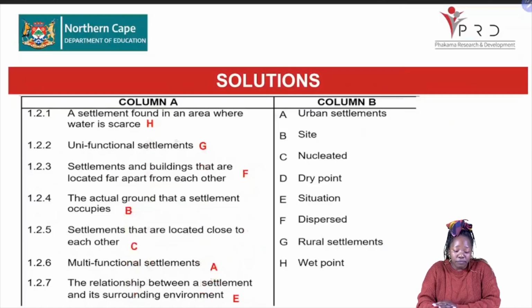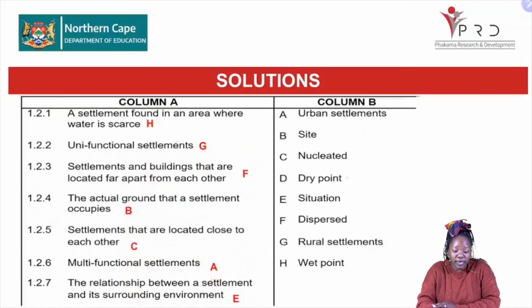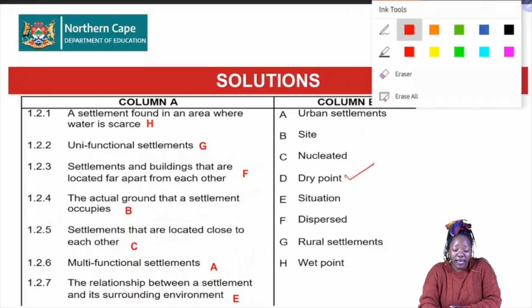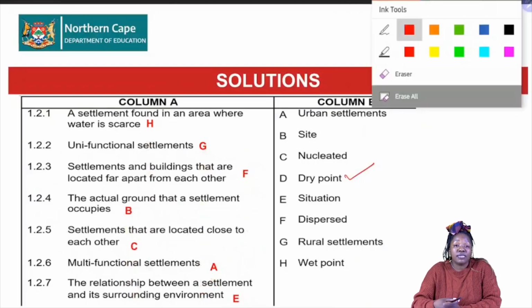Then sometimes you will have your dry point settlement. Remember your dry point settlement, in that area, there is a river, but now the people are the ones who choose to build away from the river so that they can avoid being flooded. Remember these two concepts, your dry point settlement and your wet point settlement, you can get them for 7 marks sometimes. So you really need to know the difference between the two.